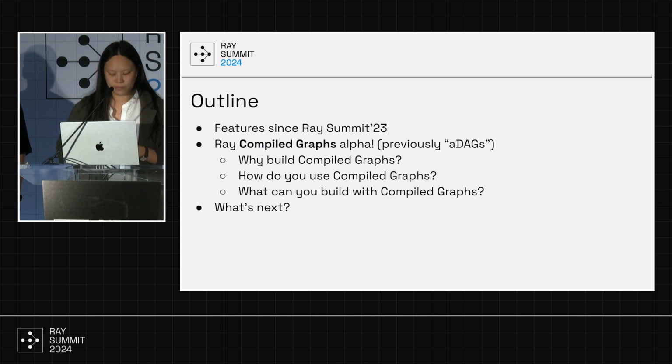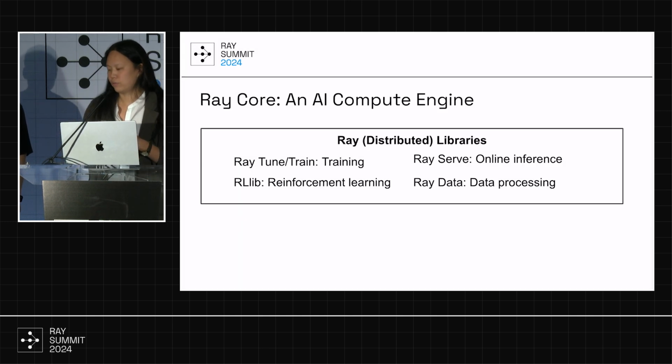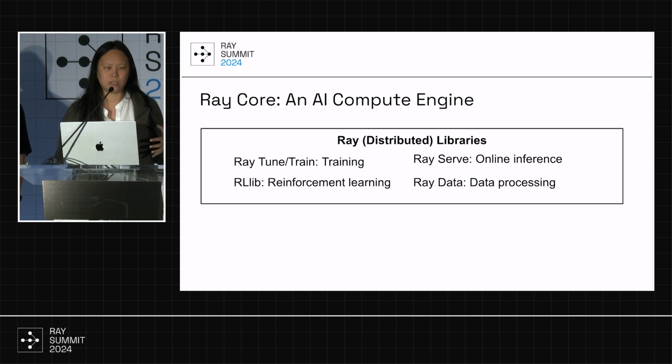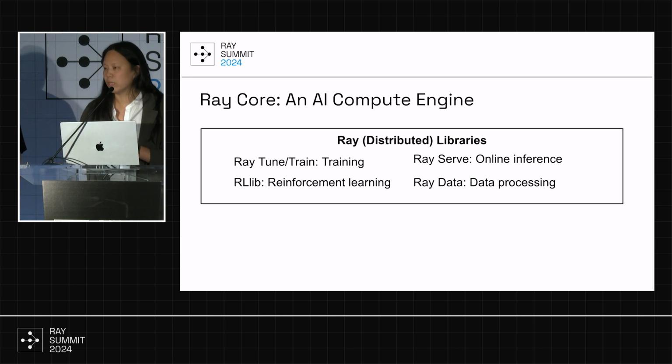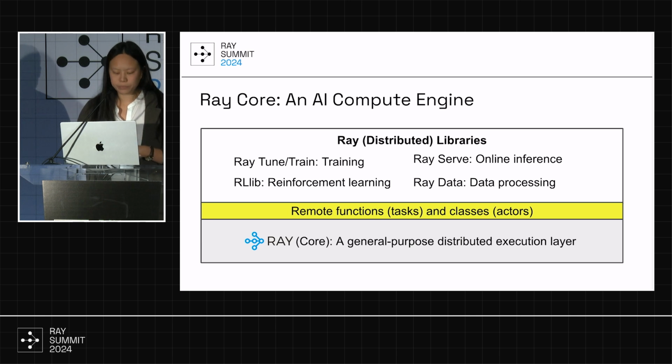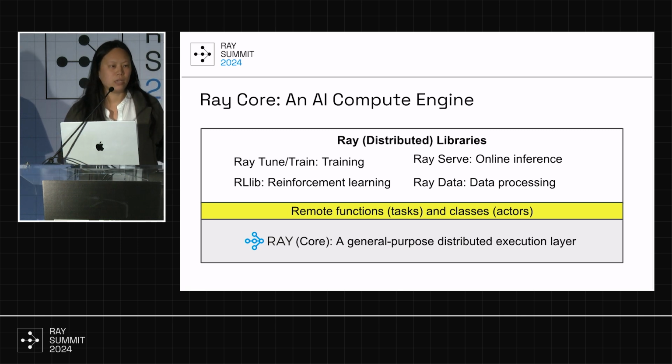So for those of you who aren't super familiar, Ray core is basically the AI compute engine that underpins all of the distributed libraries in the Ray ecosystem. All the libraries that you love using in Ray, from Ray Train to Ray Data, are underlaid by the same set of core primitives. And this is remote functions or tasks, and remote classes or actors. The backend for this API is Ray core. So this is a general purpose distributed execution system. And anytime you use a Ray library, you're really using Ray core.